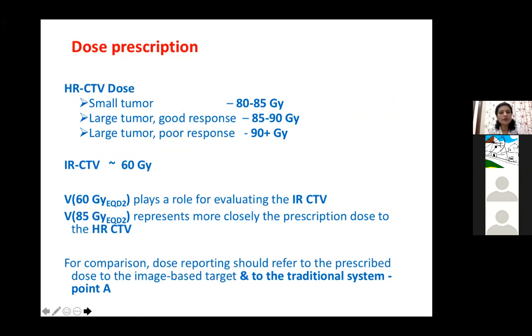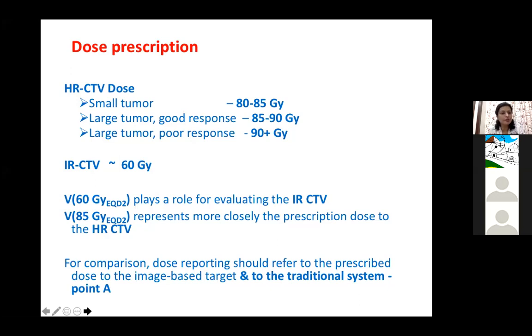So the HRCTV doses recommended by these GEC ESTRO recommendations are that the small tumor should receive anywhere between 80 to 85 gray. For large tumors where the response is good, it should be between 85 to 90 gray. And for the large tumors which are poor responders, they need more dose. So that has to be above 90 gray. The IRCTV, like I said before, should be around 60 gray minimum.